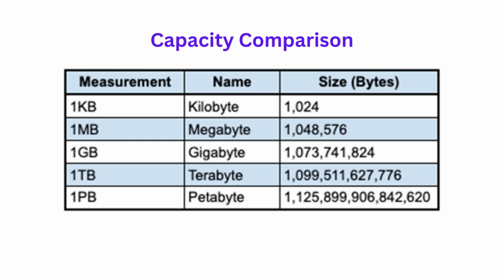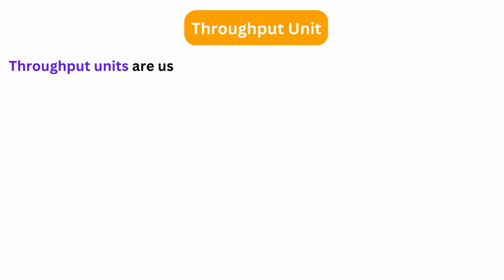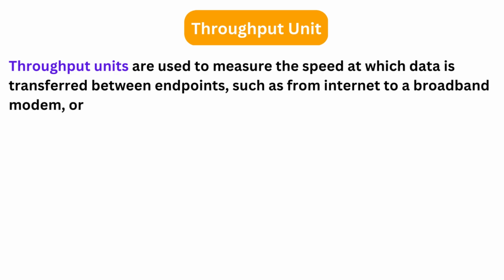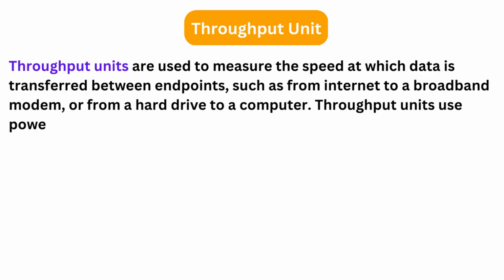Throughput unit. Throughput units are used to measure the speed at which data is transferred between endpoints, such as from the internet to a broadband modem, or from a hard drive to a computer. Throughput units use powers of 10, decimal, numbering systems.